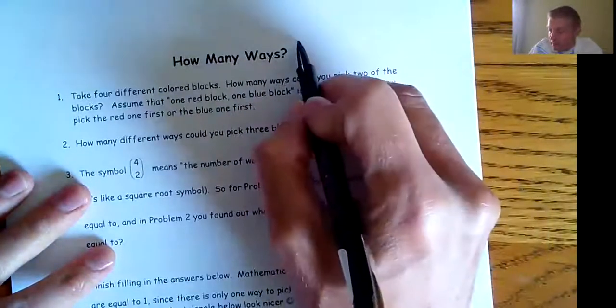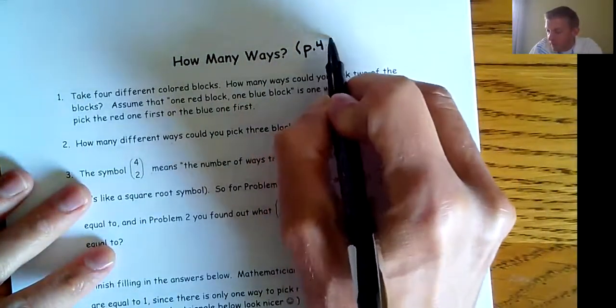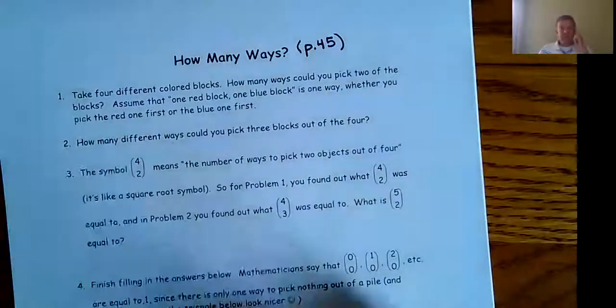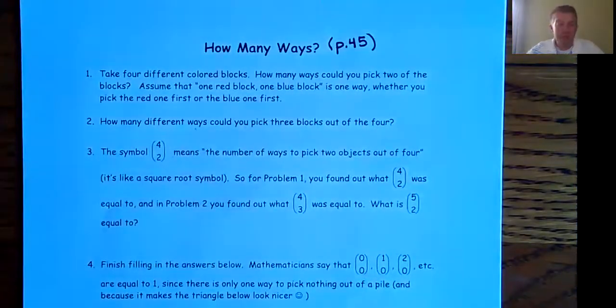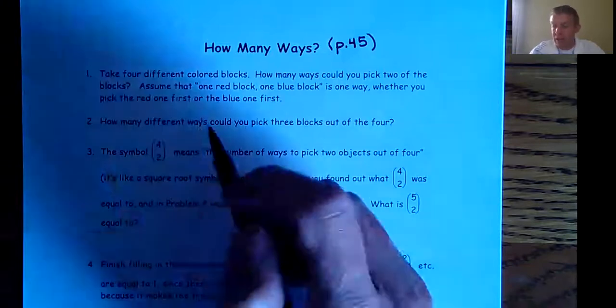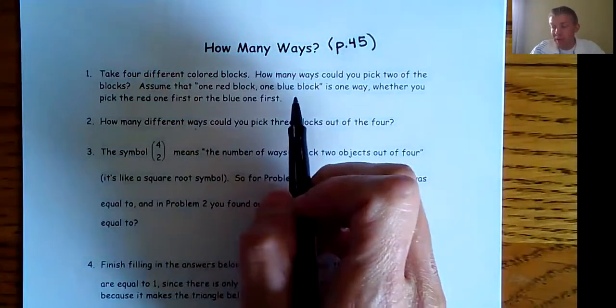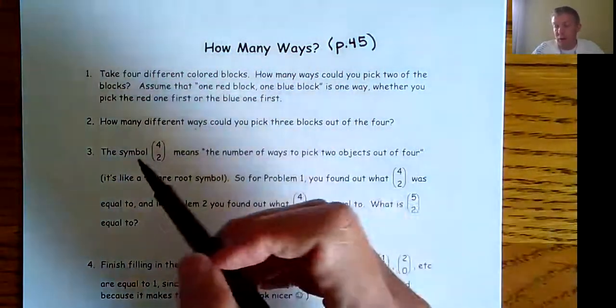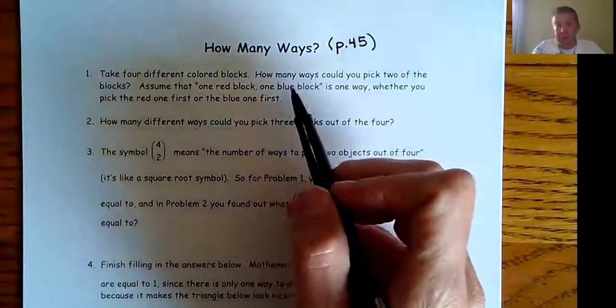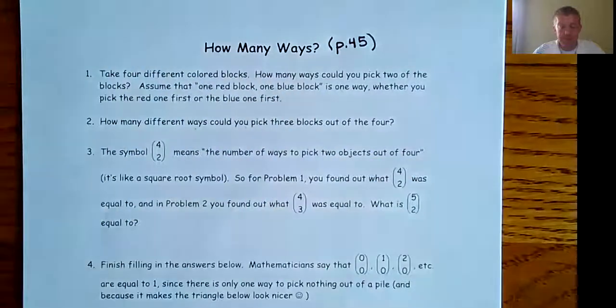How many ways? Now this one I liked because it kind of puts together what we did with that counting polygons worksheet and why it worked out to be Pascal's triangle. Number 1 says take 4 different colored blocks. How many ways could you pick 2 of these blocks? And assume that 1 red block and 1 blue block is one way, whether you pick the red first and the blue. So red-blue is the same as blue-red, like we've been doing with all these.